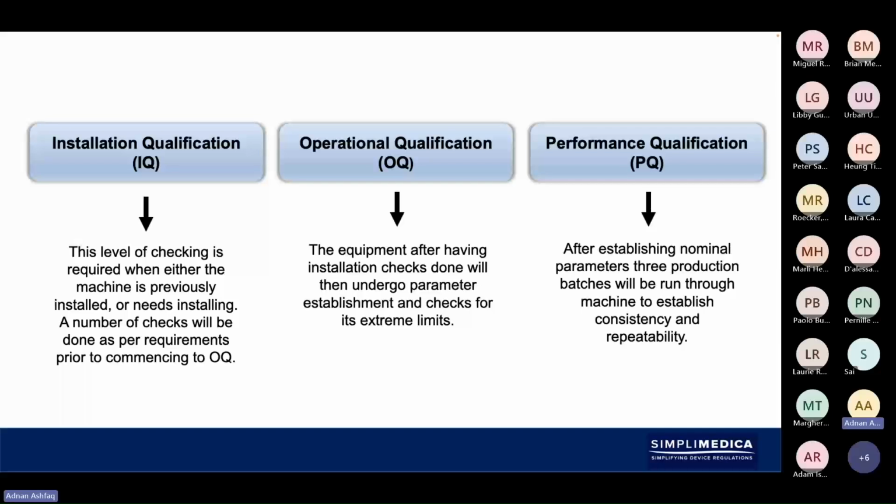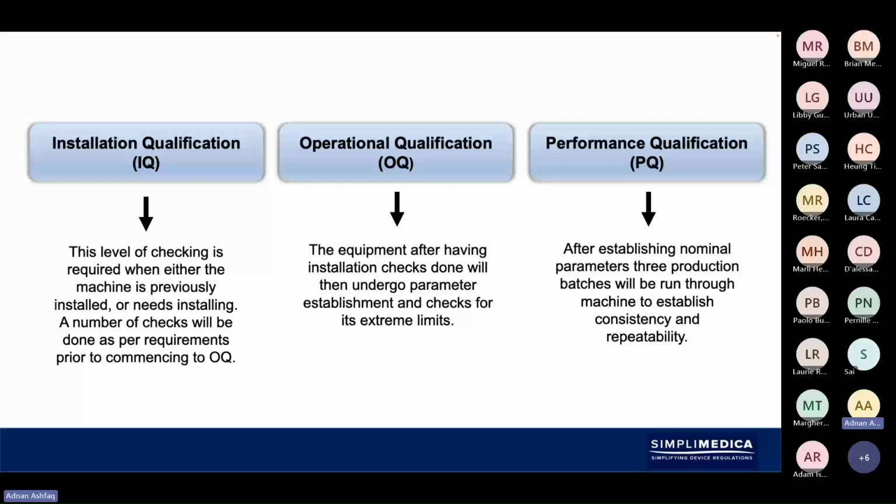Operational qualification would then be looking at, after the installation has been done successfully, establishing parameters and checking for its extreme limits, and that's when we would be stress testing the equipment. We would also be looking at functional testing to make sure that everything is functioning as intended. And some of this is a repeat of what would be done at the factory acceptance, but in a lot more detail, in a lot more depth. You would be doing the operational qualification checks.